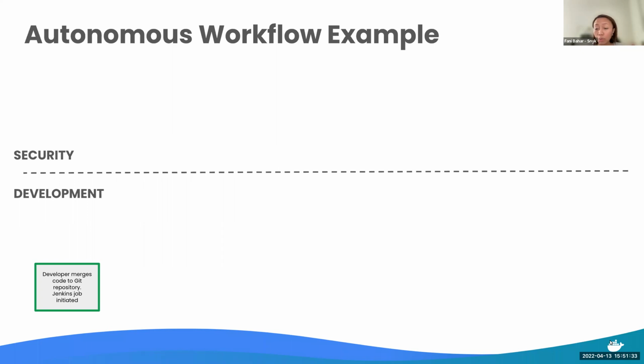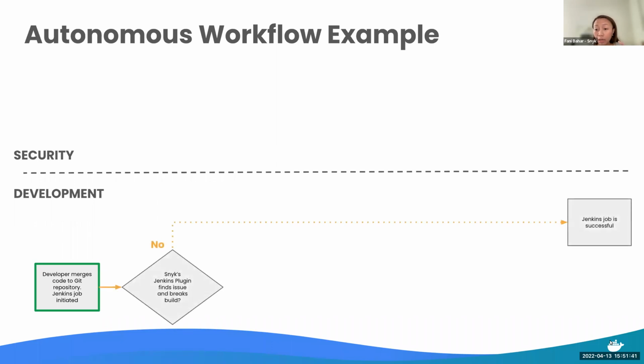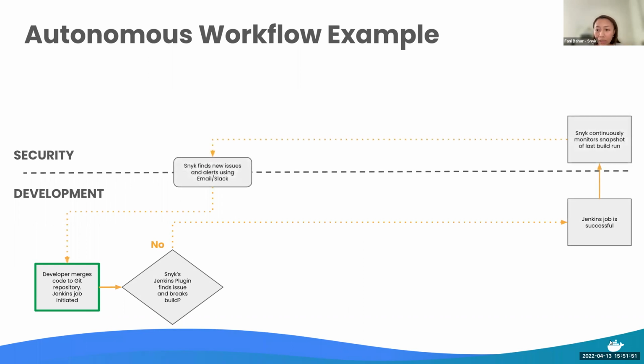The developer will merge their code to the Git repository. And then we have a Snyk Jenkins plugin, and if we don't find any problem, then the Jenkins job is successful. And then we will pass this snapshot of the image, and we will always monitor it. And the moment we find a new issue, we will notify the developer, and then the developer can actually merge the fix, and then they can follow the life cycle of this workflow.